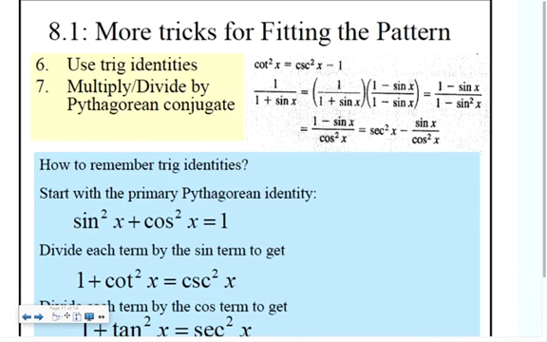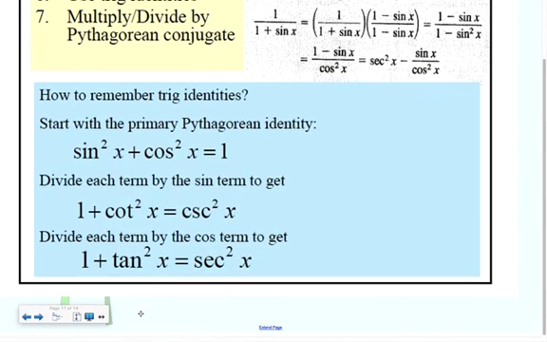Another thing you can do, specifically when you have a trig function, maybe in the denominator, that's a binomial, you could multiply by its conjugate. You remember what a conjugate is? It's just change the middle sign. So 1 plus sine x, if you multiply by 1 minus sine x, then you can probably use some Pythagorean identities that you were quizzed on today.